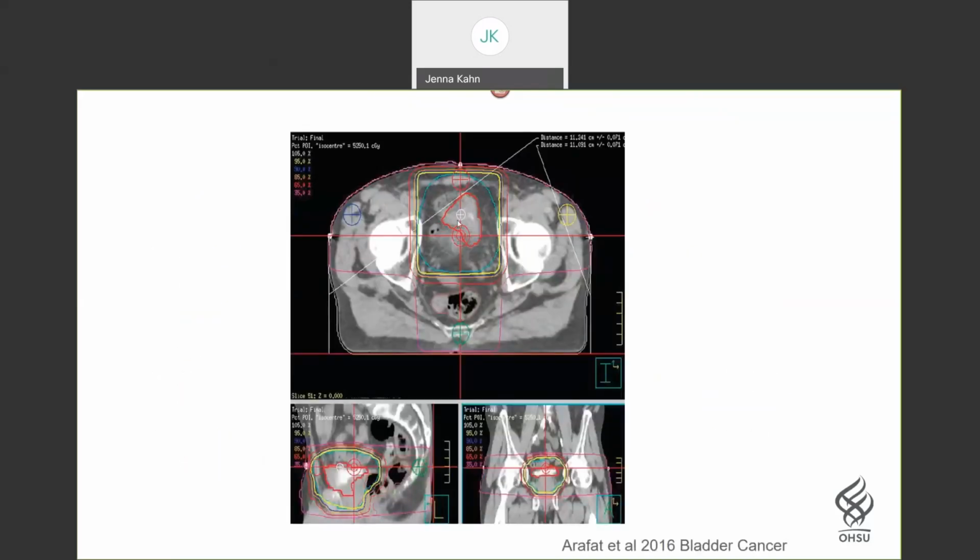Here you can see a bladder, and you can see some treatment fields to treat this tumor here. And here you can see it well on the sagittal view and the coronal.